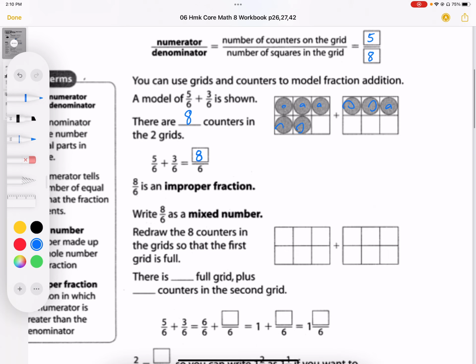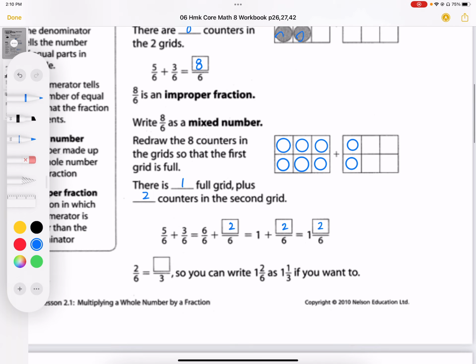Now, in this case here, they're asking us to write it as a mixed number. If I want to rearrange those 8 counters, I can do 1, 2, 3, 4, 5, 6. That gives us our one full grid, and then we have our 2 extra counters, 1, 2, and so we have 2 counters in the second grid, and so we end up with 6/6 plus 2/6, or 1 and 2/6.